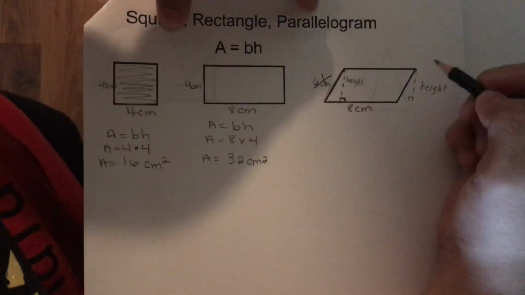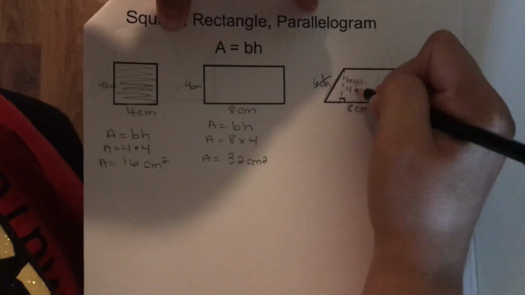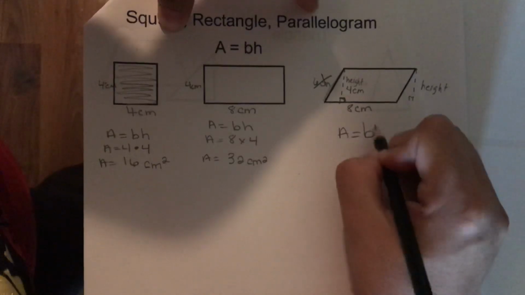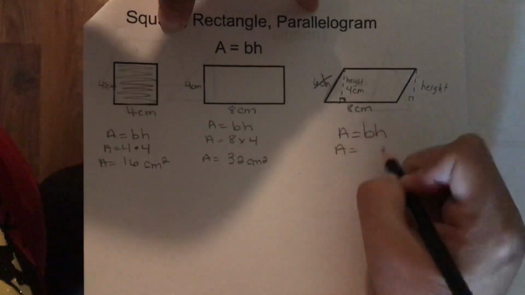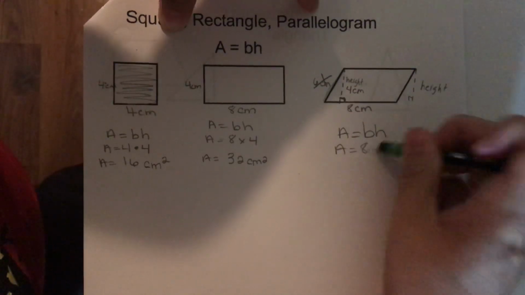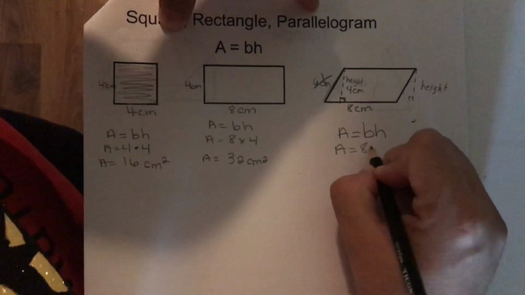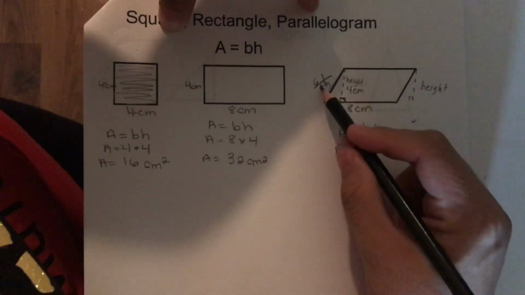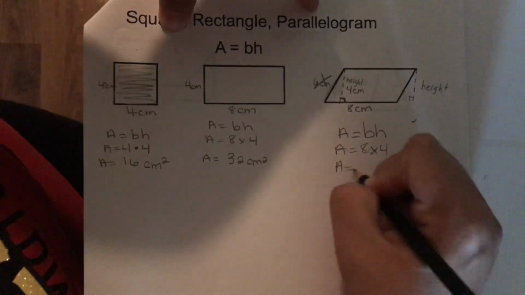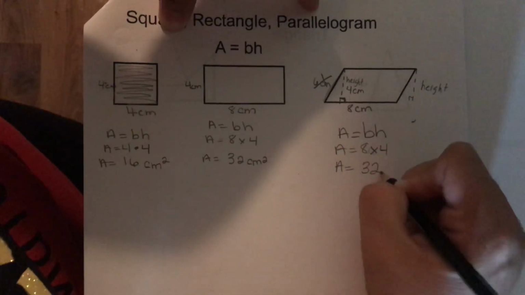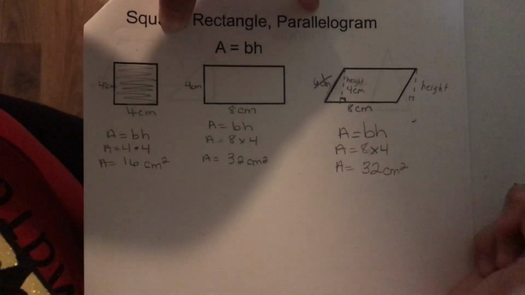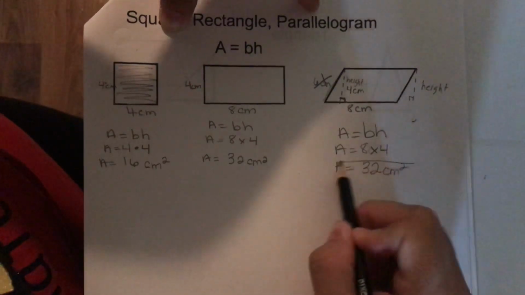So let's say that our height was 4 centimeters. We'll still use the formula. Area equals base times height, where the base would be 8 centimeters. Well, you don't have to write centimeters yet. Times, that's not my height because it's slanted. This is my height, 4 centimeters. And again, 8 times 4 is 32. So my area would be 32 centimeters squared. And these are my answers.